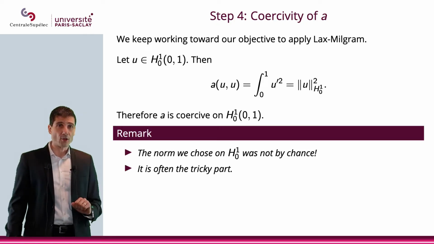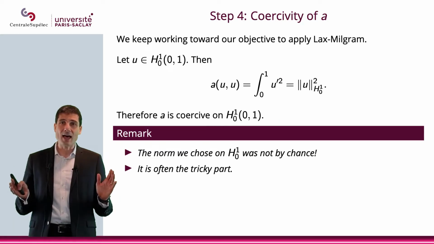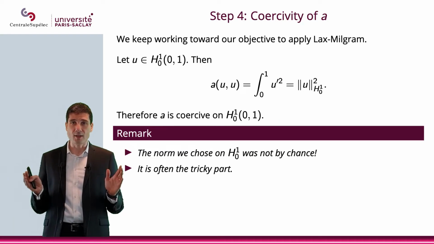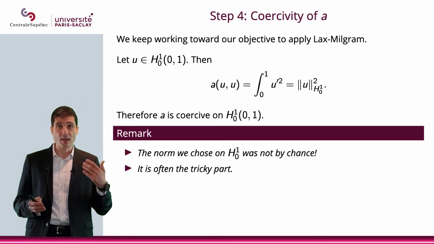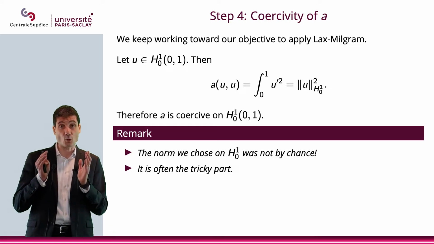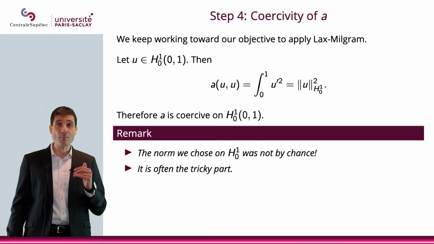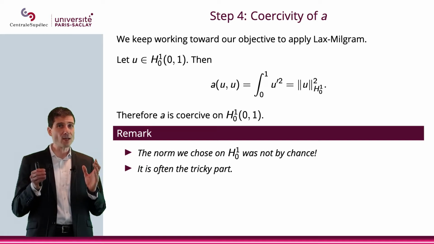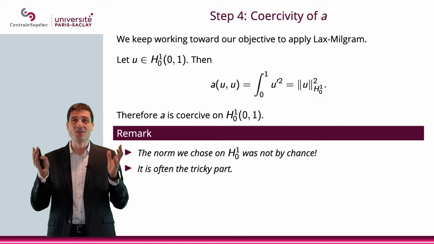I would like to make a remark at this point. Everything somehow worked perfectly, and it worked perfectly because we found the right Hilbert space for this to work. That's why we chose H¹₀. That can be the tricky part when you have a complicated equation, maybe with complicating stuff.